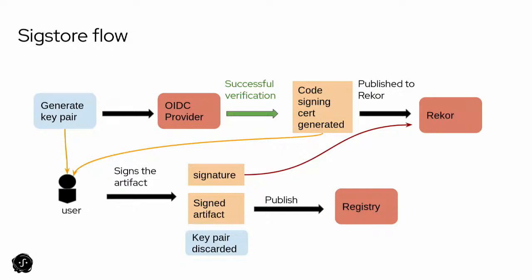The user then uses the generated key pair and the signed certificate to sign the artifact. The signature is also uploaded to the log, and then the signed artifact can be published to the registry. At this point, when you're done with the signing process, you can discard all the keys that you've generated.